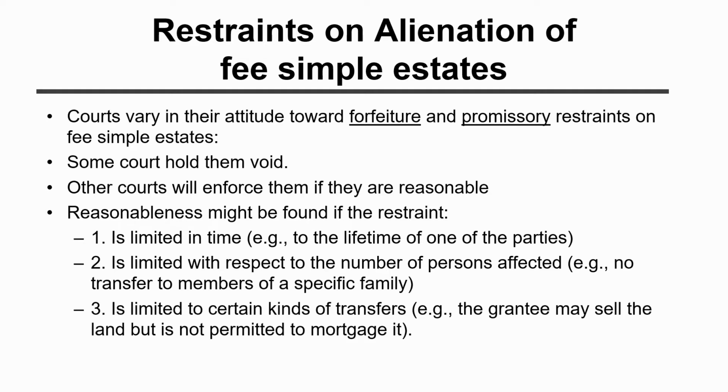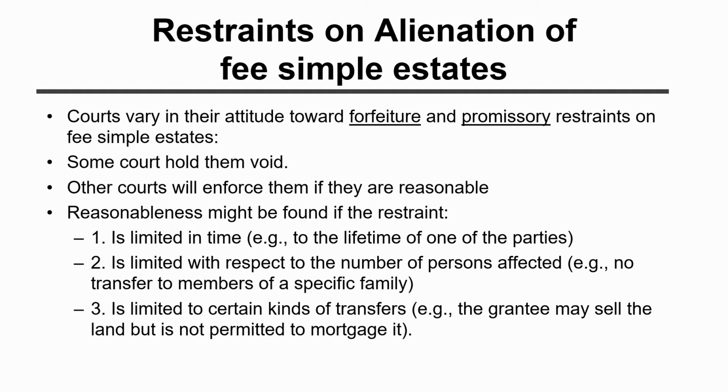A third factor is the restraint might be limited to certain kinds of transfers. For example, the restraint might say that the grantee can sell the land, but is not permitted to put a mortgage on it. And a court might say, again, that's not a very severe restraint, just limits the ability to mortgage the property, and therefore will uphold that and consider it to be reasonable.